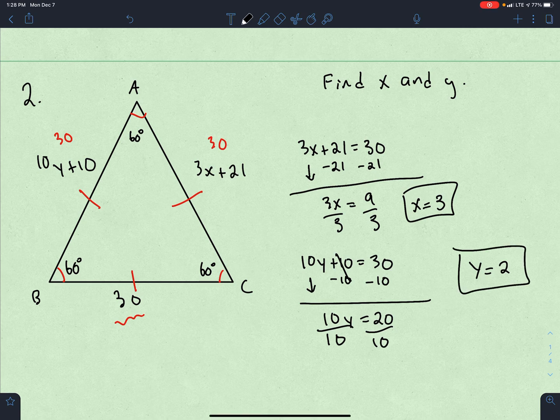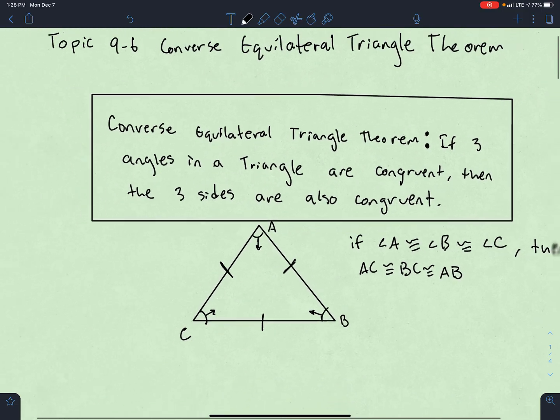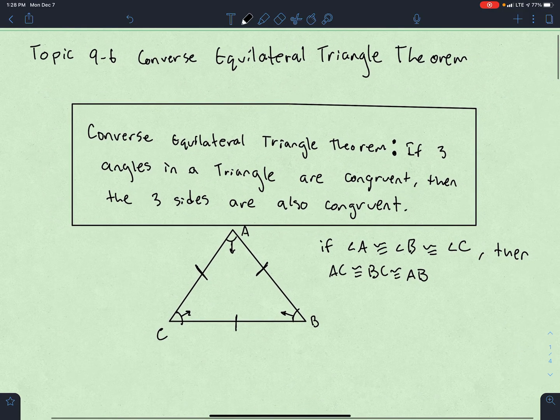Now, if I wanted to find out what those sides are, we already know they're 30, but I could easily plug those values back in and I would get 30. So that's basically what we're talking about with the converse equilateral triangle theorem: understanding that all three sides are the same if all three angles are the same. Should be pretty simple. If you've got any questions, please write them down, and I'll see you in class.